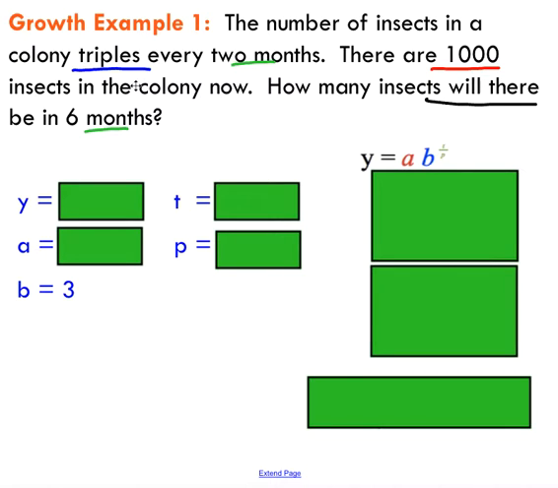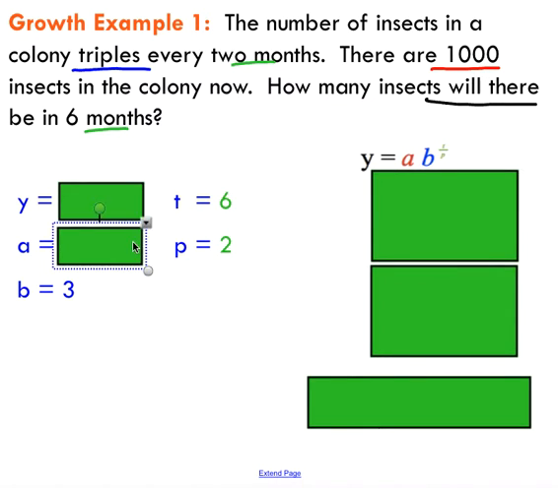And this takes 2 months. So 2 months will be my p value, right? p, remember, is the amount of time it takes for the tripling to happen. It usually follows the growth or decay in your question immediately, so you can see this comes right after the tripling. There are 1,000 insects in the colony right now. That's your original value. That's your a value. How many insects will there be in 6 months?